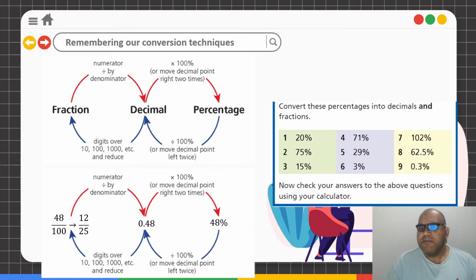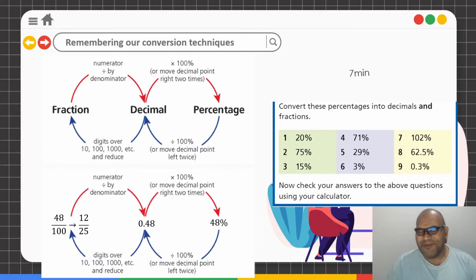Let's practice a little bit right now. I would like you guys, you have 7 minutes to practice these methods. I would like you to convert these percentages to decimals and to fractions right now. Great. You have 7 minutes to work on this. Good luck.